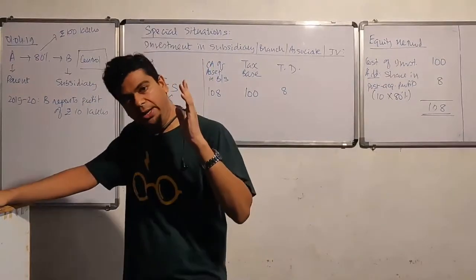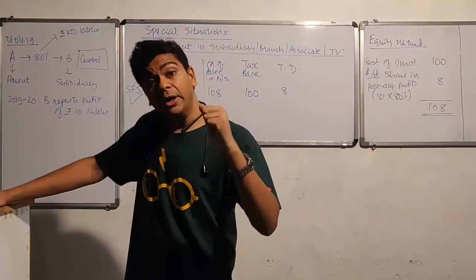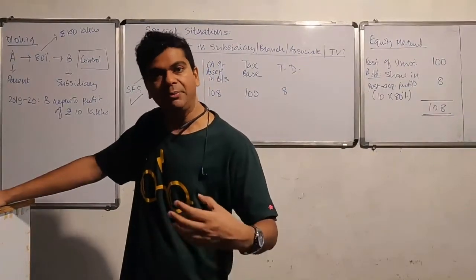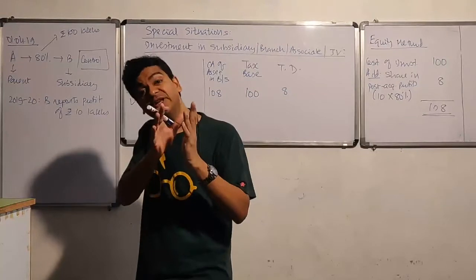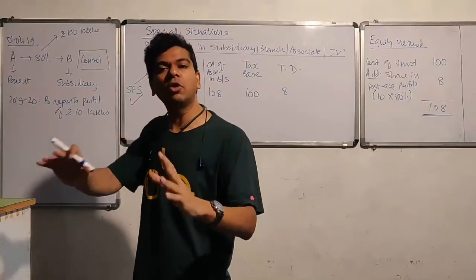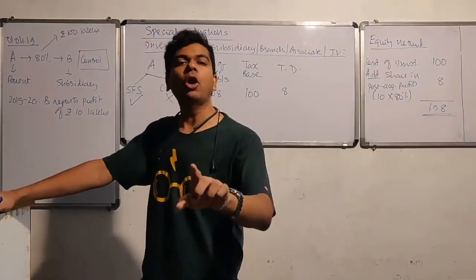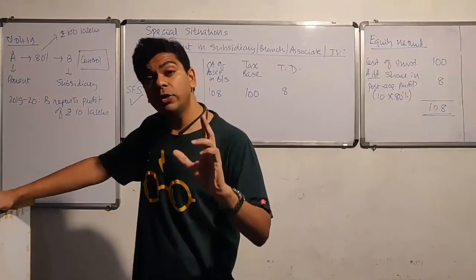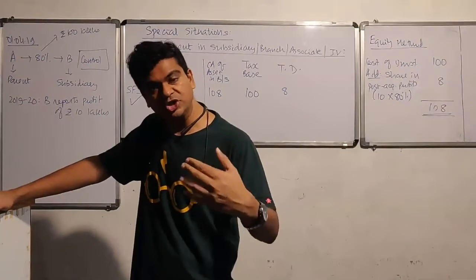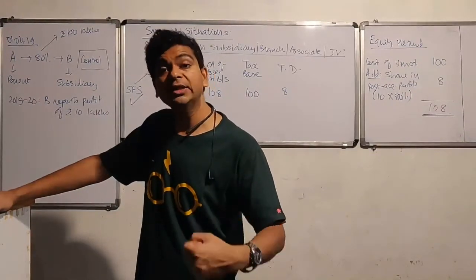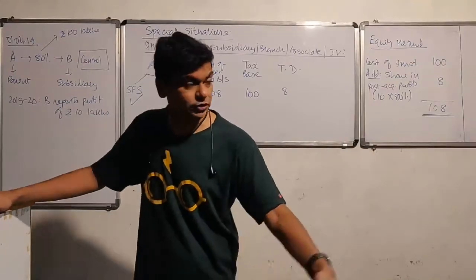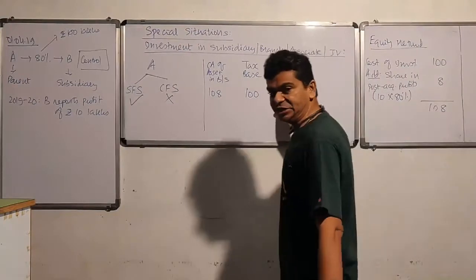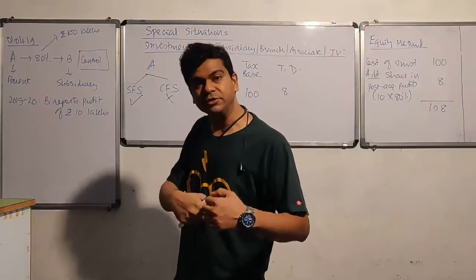Now, what Ind AS 12 suggests is, are you in a position to control the reversal of that temporary difference? If the answer is yes, that you can control the reversal of the temporary difference, then you should not recognize deferred tax liability. What's the question? Are you in a position to control the reversal of the temporary difference? Ask yourself, you have this temporary difference of 8. When can this difference reverse?